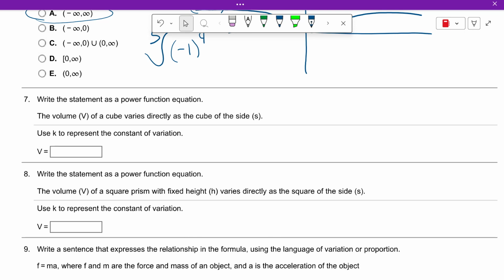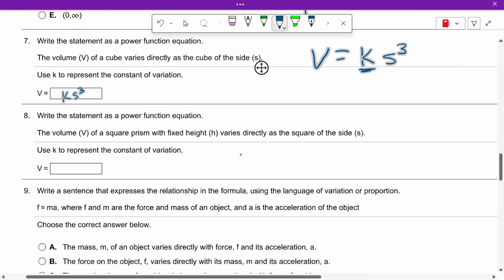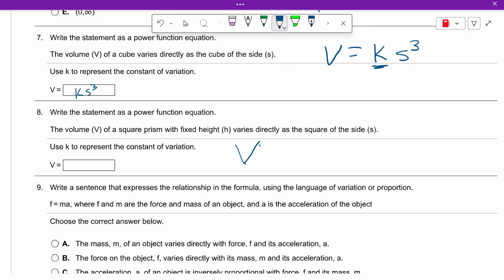Okay. The volume of the cube varies directly as the cube of the side, so the side cubed. Varies directly, there's a constant of variation. Okay? So V equals k s cubed. The volume of a square prism with a fixed height h varies directly as the side squared. So h s squared.